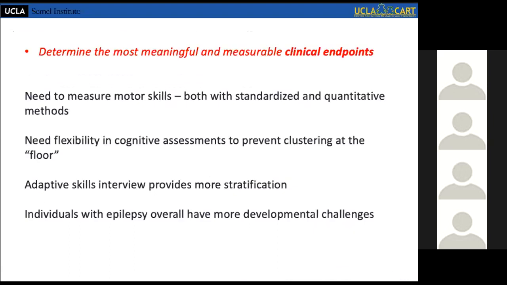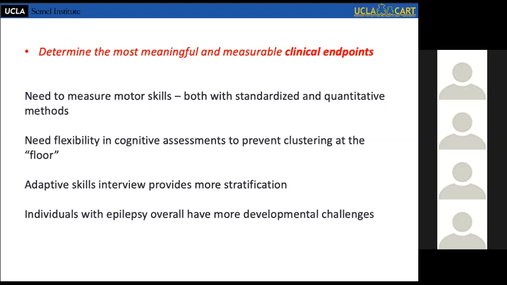So to summarize this piece, I'll just say that when we're thinking about the most meaningful and measurable clinical endpoints, I think we really need to be measuring motor skills. And again, I'm showing you Duke 15Q as our example population, partly because we're excited about having trials in this condition, but also that this could absolutely be relevant for other genetic conditions as well. So we need to measure motor skills both through standardized and more innovative quantitative methods like what Dr. Wilson and her lab are doing.